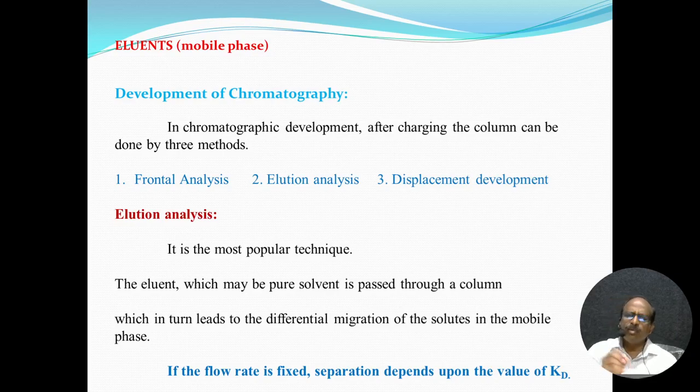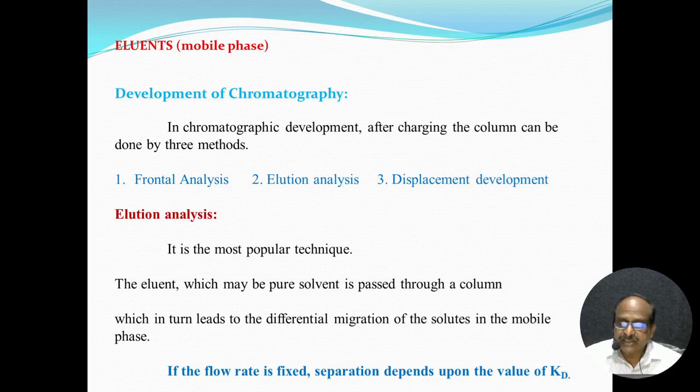Eluent is nothing but a mobile phase. The eluent, which may be a pure solvent, is passed. That is called 100% pure solvent. You take that, it is mandatory. If you take less than 100% pure solvent, that is not suitable for the chromatographic technique. That's why you have to take the pure solvent, that is called 100%. It is passed through the column, which in turn leads to differential migrations. Migrations are different: the 10% migration, the 50% migration and the 100% migration of solutes in the mobile phase.